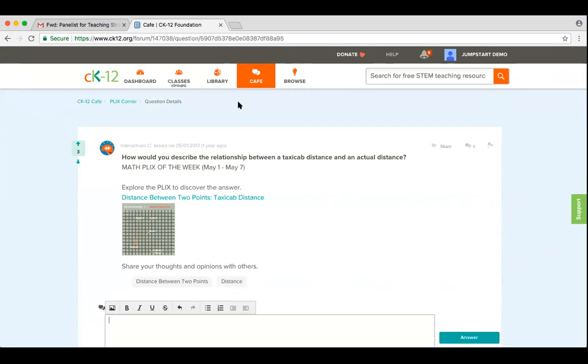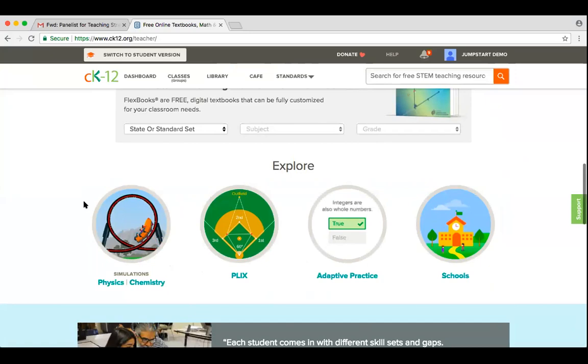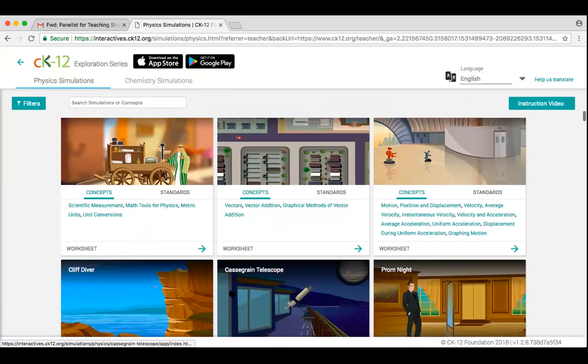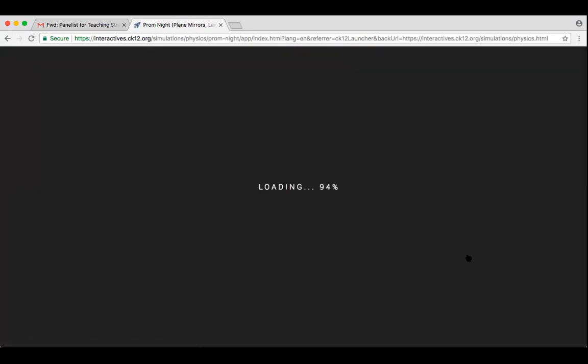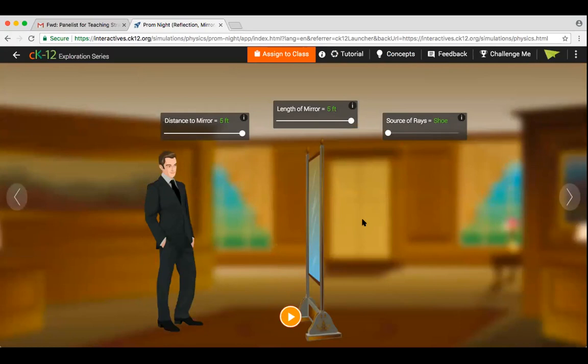All right, and then up next, somebody was still asking about the sims, saying, where do you go to get that worksheet again? I heard ellipses, and I know that part, but where did it begin on the CK12 homepage? Sure, we're at the CK12 homepage. As I mentioned, we scroll down to the four explore circles, and let's click on the first one. Then we open up Prom Night. We all just lived through prom night. What size mirror do you need, et cetera? So this is now the sim, and here's the sandbox of the sim, very exciting.